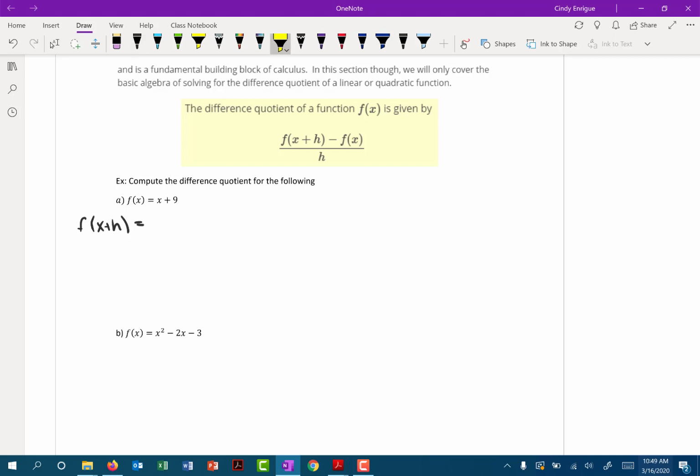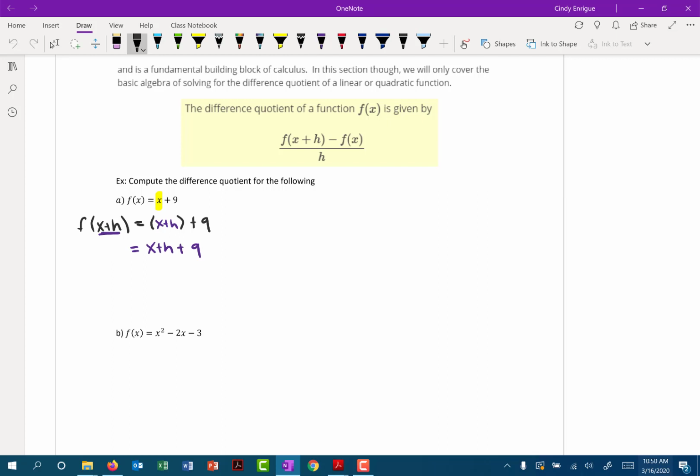That means every time you see this x value right in here, you're going to be substituting in x plus h. So x plus 9. So the thing that you are actually writing on the inside is this x plus h. So x plus h. So this is really x plus h plus 9. Okay, that is what that looks like.